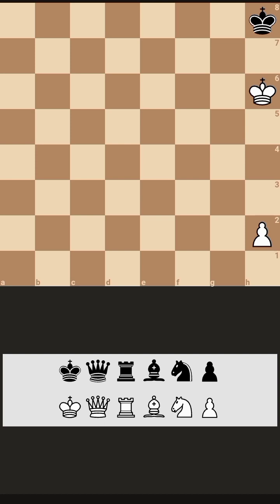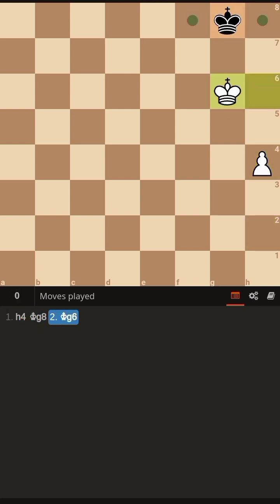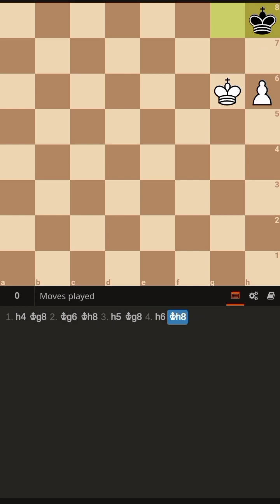Here the white king is on h6, the white pawn is on h2, and the black king is on h8. Now let's see h4. King g8, king g6, king h8, h5, king g8, h6, king h8 and h7. It is a stalemate.